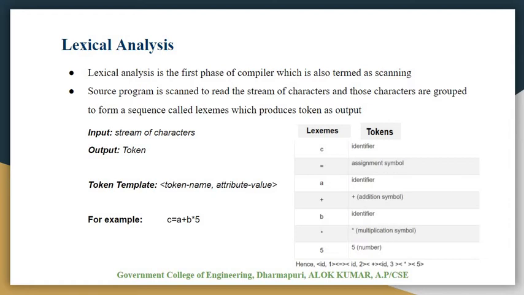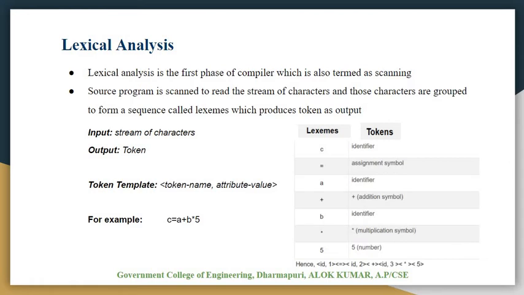Now here we will see the first phase, that is lexical analysis. Lexical analysis is the first phase of a compiler, which is also termed as scanning, or we say scanner. In this, the source program is scanned to read the stream of characters, and those characters are grouped to form sequences called lexemes, which produce tokens as output. So here the input is a stream of characters and it is converted into tokens. So the output is a token, and the token template is token name and attribute value.